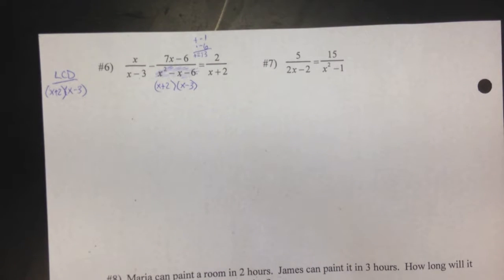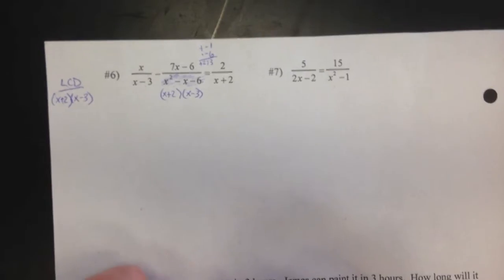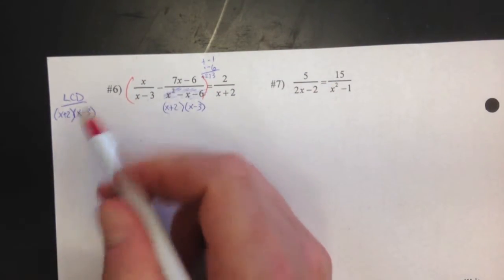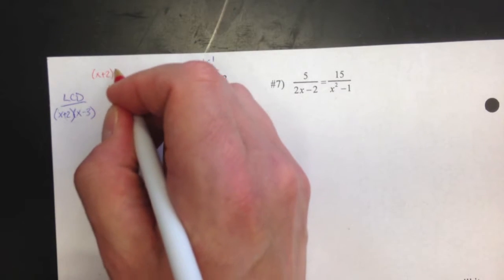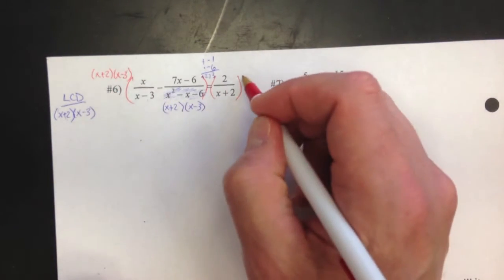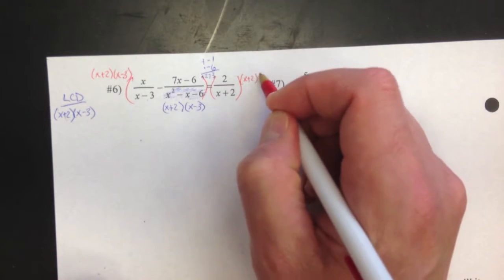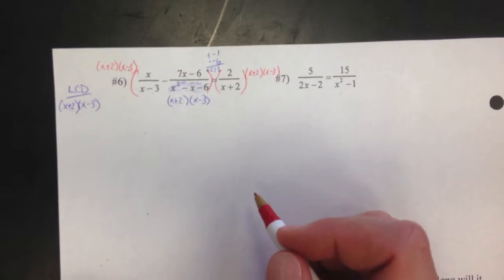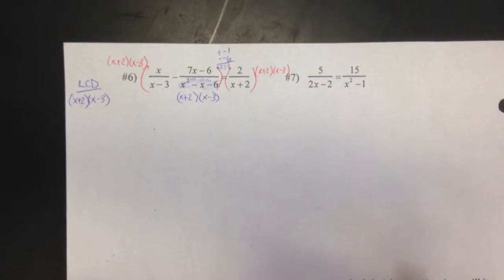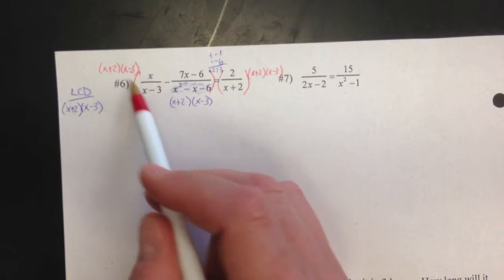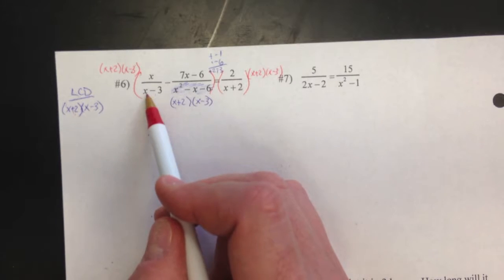All right, so this is going to get a little messy. We are going to multiply the left side of the equation by x plus 2 times x minus 3, the LCD. We're going to multiply the right side of the equation by x plus 2 times x minus 3. Now I'm going to write it out. This is kind of a long problem, so you have to be patient with this. Take your time with it. I know you don't like to write things out, but it's going to be easier to see the relationship if you do.